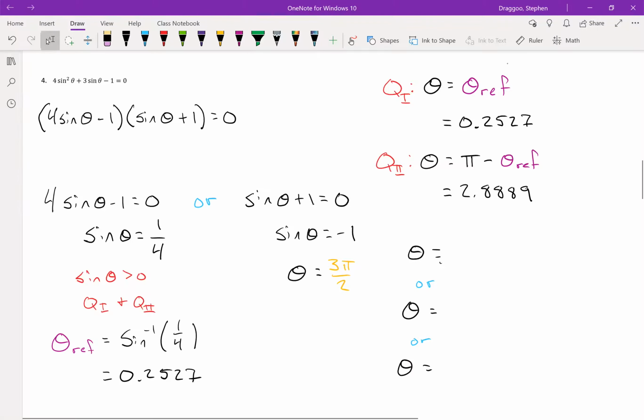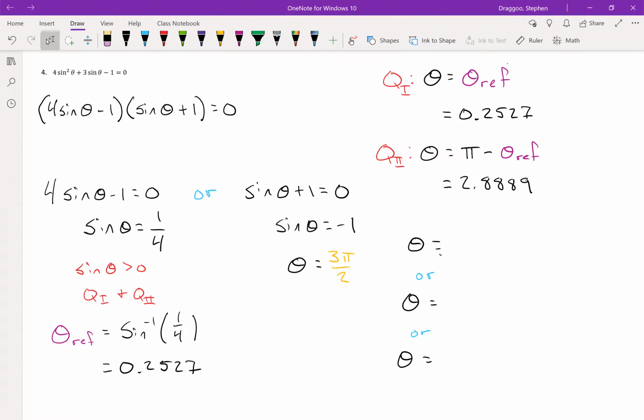All right. Problem 4, we're going to be mixing a couple of pieces together from the previous set of problems. So I first have a quadratic equation that's 4 sine squared theta plus 3 sine theta minus 1 is equal to 0. So step 1 is to factor that quadratic equation. I end up getting 4 sine theta minus 1 times sine theta plus 1.